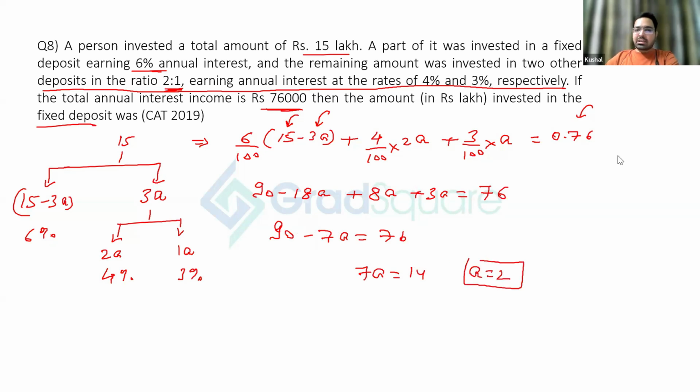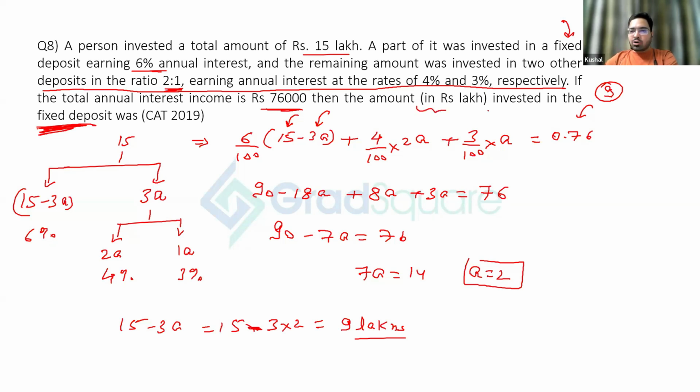Now, what was the question asking you? If the total annual interest was 76,000, then the amount invested in the fixed deposit. They've very clearly mentioned a fixed deposit over here. That means 15 minus 3A was the amount in the fixed deposit. So it is going to be 15 minus 3 times 2, which is going to be 9 lakhs. So 9 lakhs is the amount, or 9 should have been the answer to this question. Please be very careful while sitting in the paper. They very clearly mentioned that the amount is in rupees lakhs. So please answer the question accordingly.